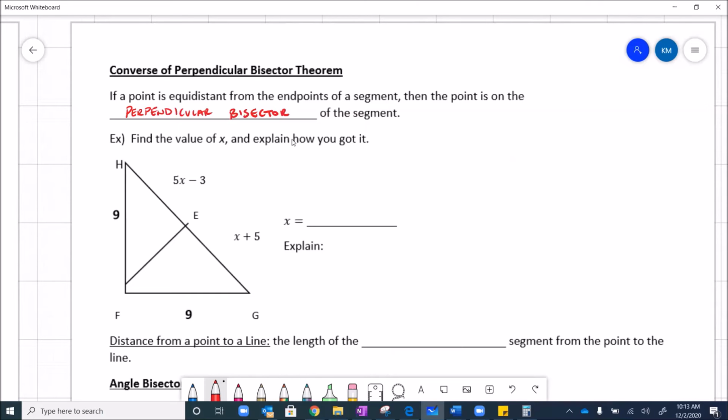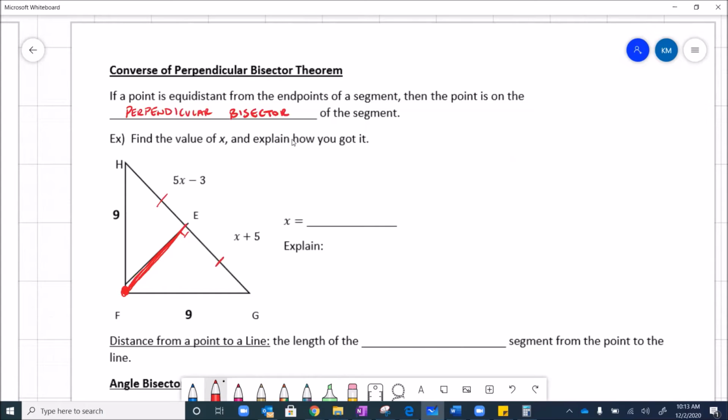All right, here's an example. It says find the value of x and explain how you got it. Sorry guys about that line. What we notice is FH: F is 9 away from H and 9 away from G. So what we know about this line is it must be the perpendicular bisector.